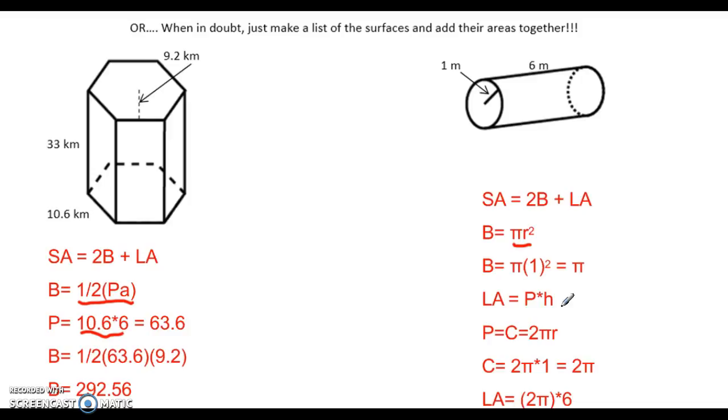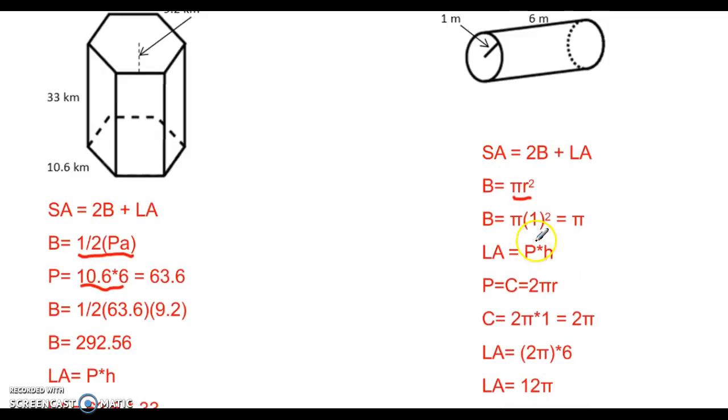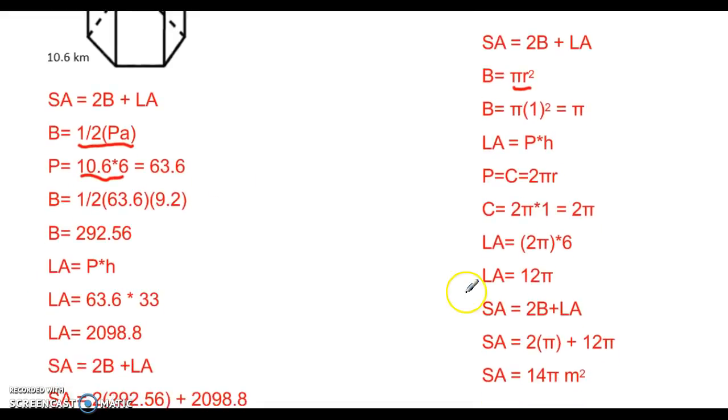Lateral area is always equal to perimeter times height. Well, the perimeter in this case, because we're dealing with a circle for a base, is the circumference, and my formula for circumference is 2 pi r. I plug in for r and get that my circumference is 2 pi. So going back to lateral area equaled perimeter times height, I plug in for perimeter 2 pi, multiplied by the height, which is 6, and I get 12 pi for my lateral area. Then we could finish off one more time. Surface area is 2 bases plus the lateral area. My base area was pi, my lateral area was 12 pi, so I got 2 times pi plus 12 pi, which gets me 14 pi meters squared.